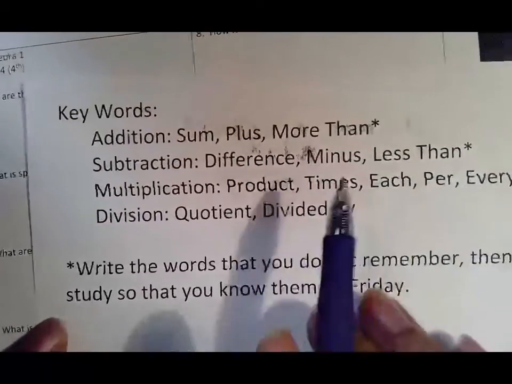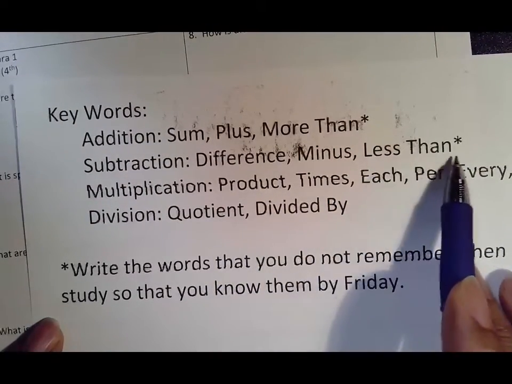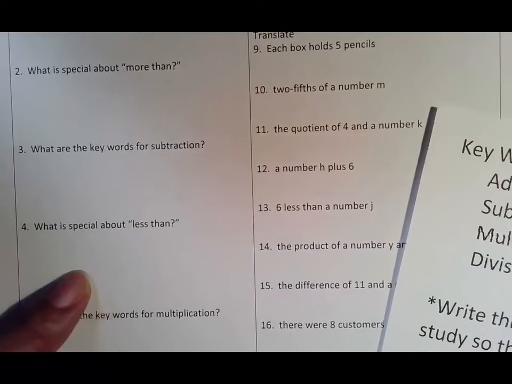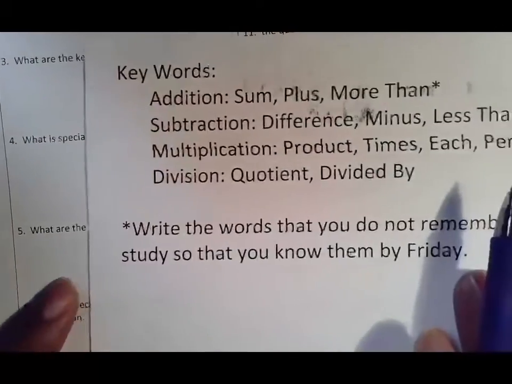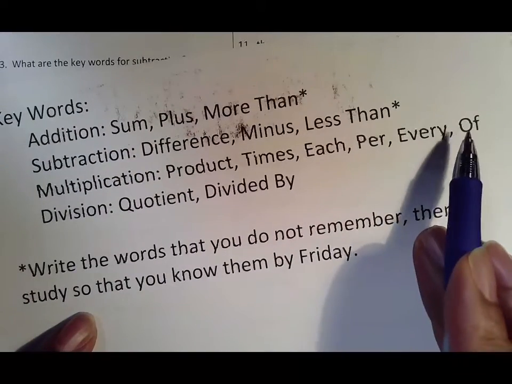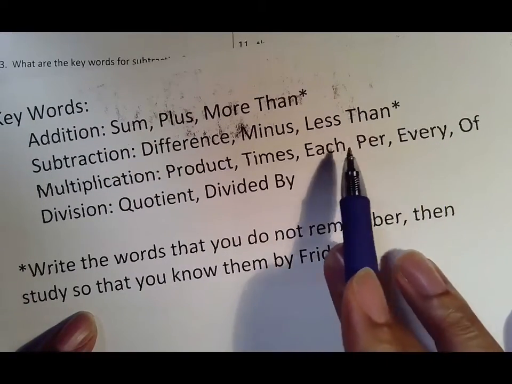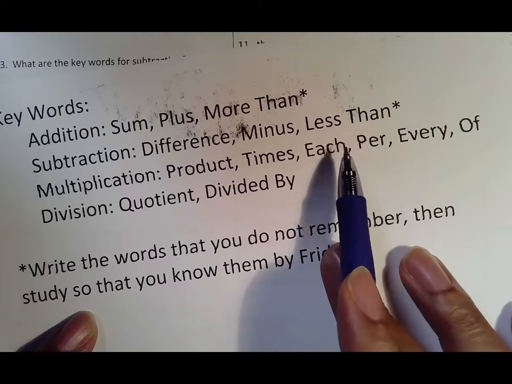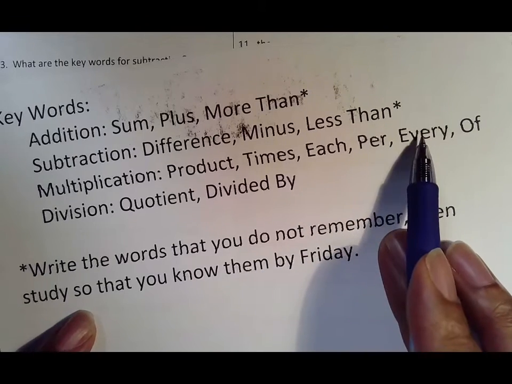Keywords for subtraction: difference, minus, less than. There's an asterisk by that because less than switches. Keywords for multiplication: product, times, each, per, every, of. That's usually used in fractions. But again, these 3 here are usually used where you have to figure out each what, per what, every what, to figure out what your variable is going to be.